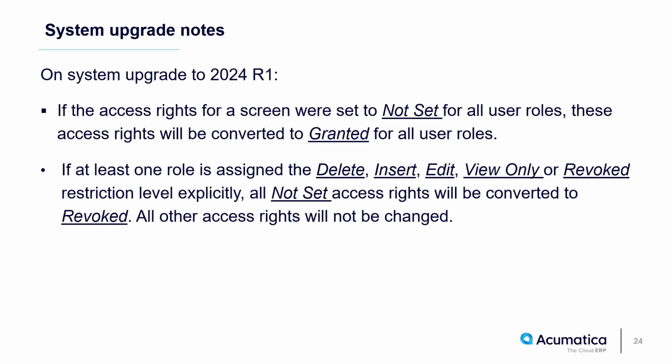However, if at least one role had any other access rights set, let's say delete or insert or edit or view or revoked, then all the access rights that are not set will be converted to revoked during the upgrade. And the ones that were set explicitly will stay as is.